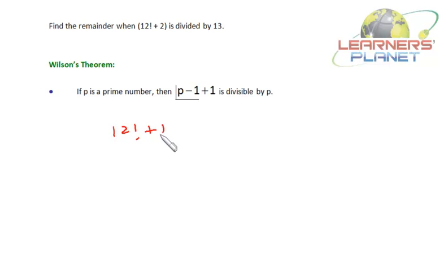Here we are having 12 factorial plus 2, that is 12 factorial plus 1 plus 1. So this expression is divisible by 13 except for the extra 1, so we'll be getting the remainder as 1. If you can memorize this theorem and formula, that would be great. The same can be applied in other problems also. Else you can very well go for the manual method, which we have already discussed in our previous questions. Okay friends.